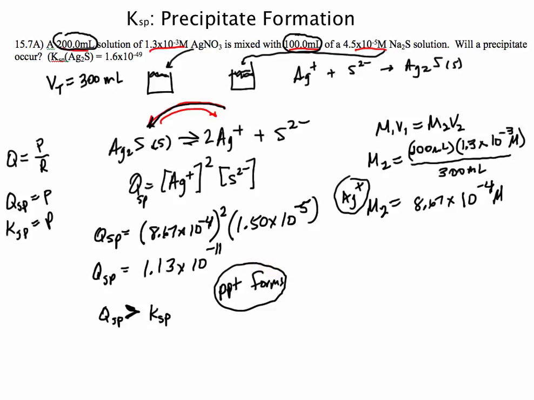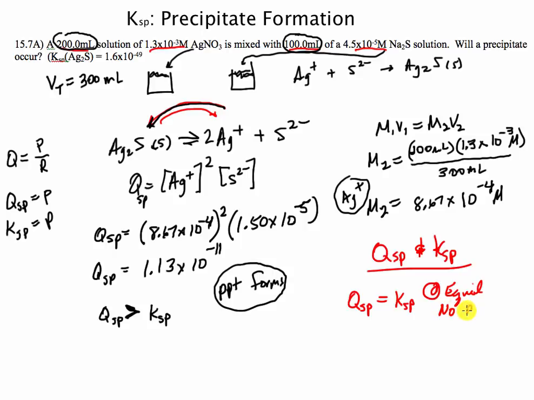Okay, so let's go back and recap what Q and K mean. Qsp and Ksp. If my Qsp equals Ksp, then I am at equilibrium. Therefore, if I'm at equilibrium, no precipitate forms. So that's what happens if my Ksp and Qsp are equal.